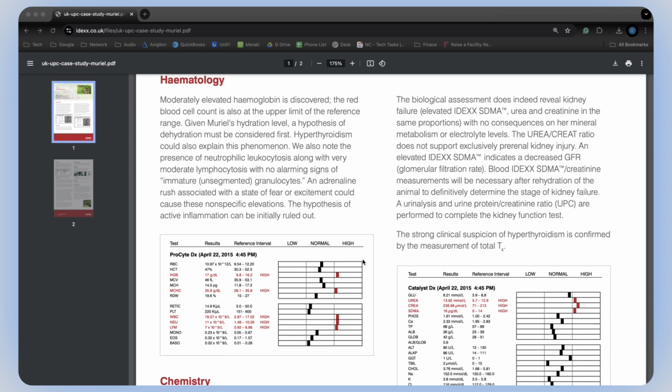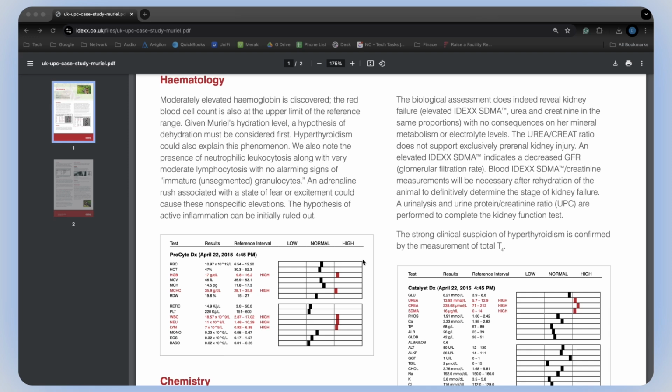They've got it listed there, which is really nice, but just make sure you know that in your brain too. So what did the doctor say about this? Looks like we have moderately elevated hemoglobin, and the red blood cell count's also at the upper limit of the reference range. Okay, you know the reference of hemoglobin and red blood cells, those are correlated.